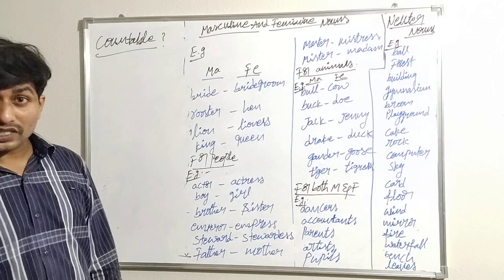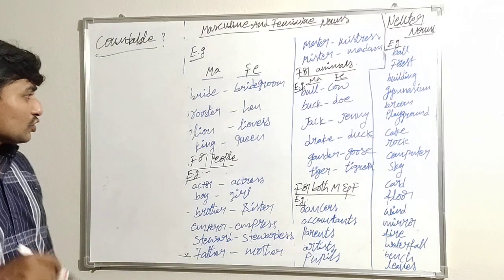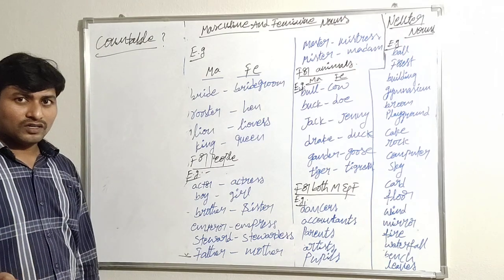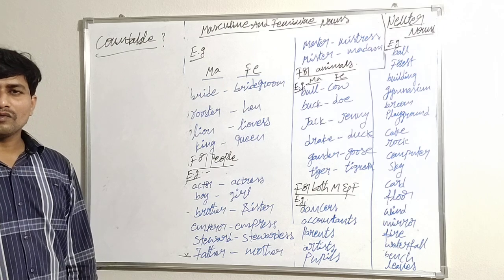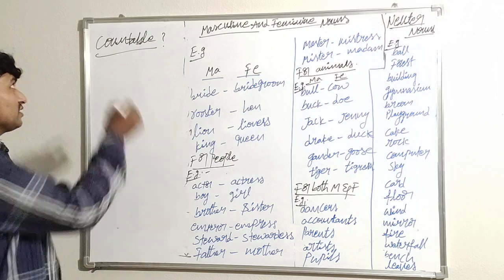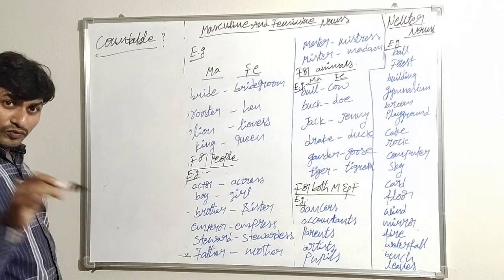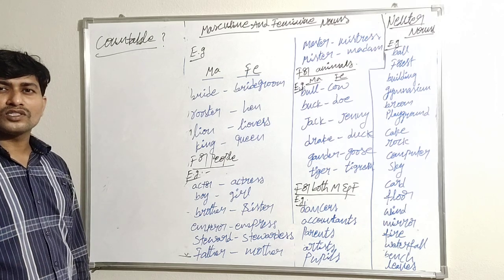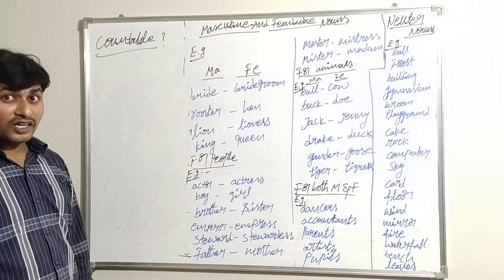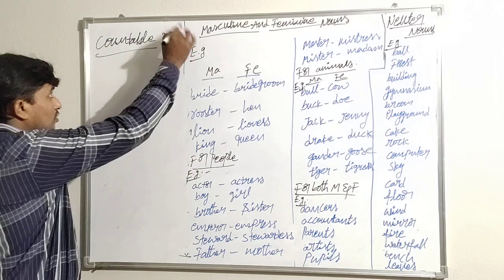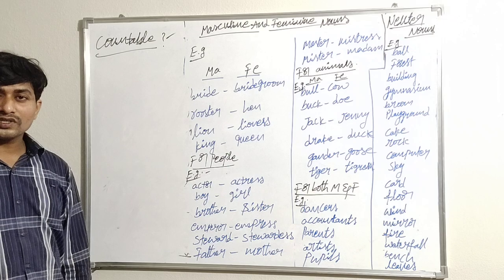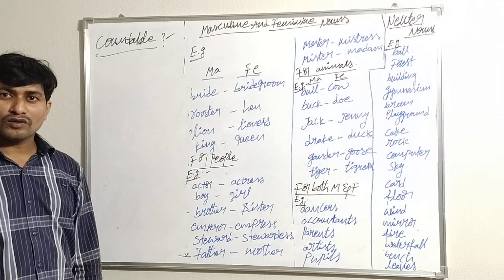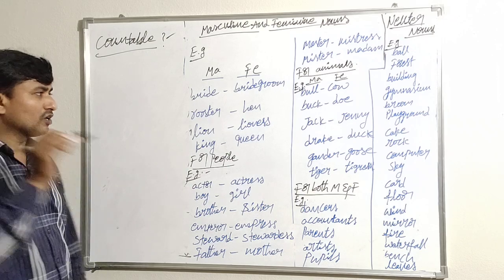What we are able to count is called countable. So, what is uncountable? What we are unable to count is uncountable. First, let's discuss what is countable. Just now we discussed what singular nouns and plural nouns are. Both singular and plural nouns are known as countable nouns.